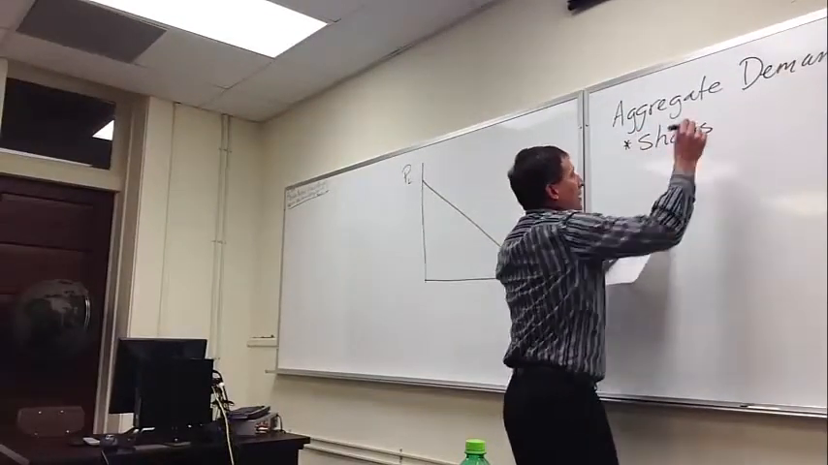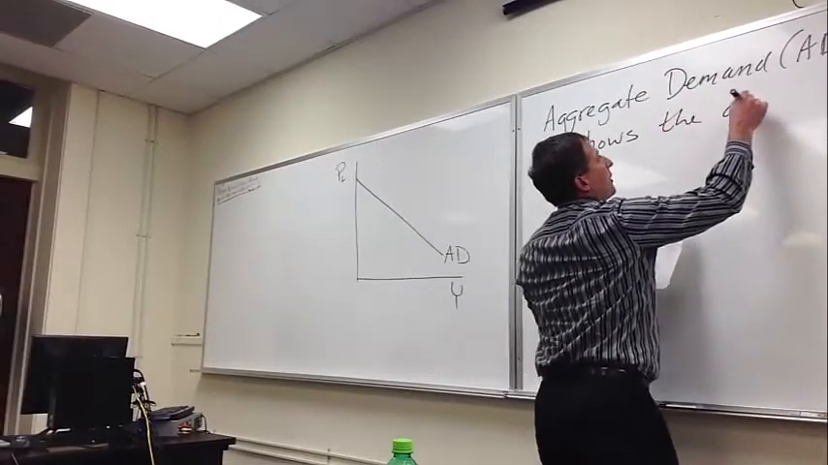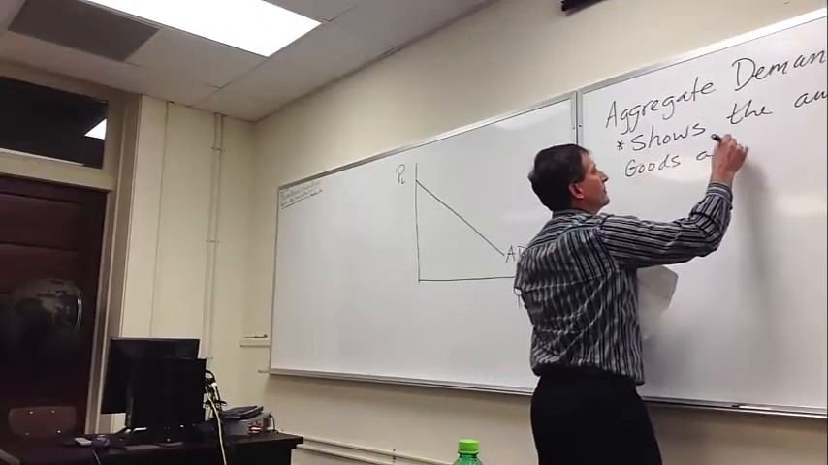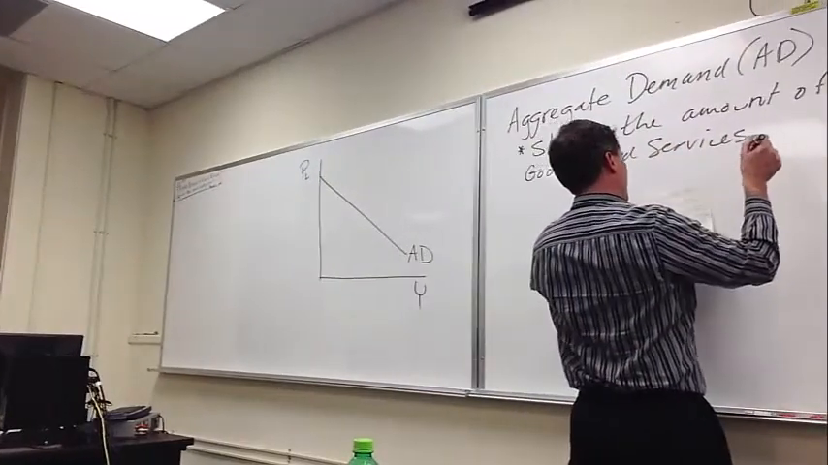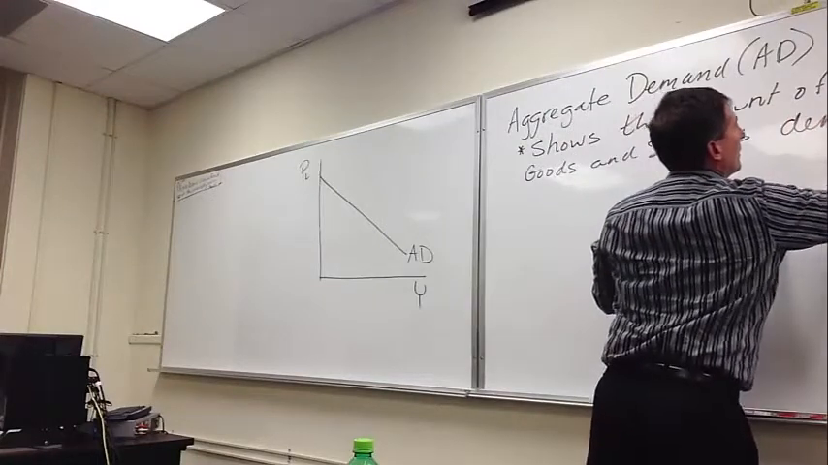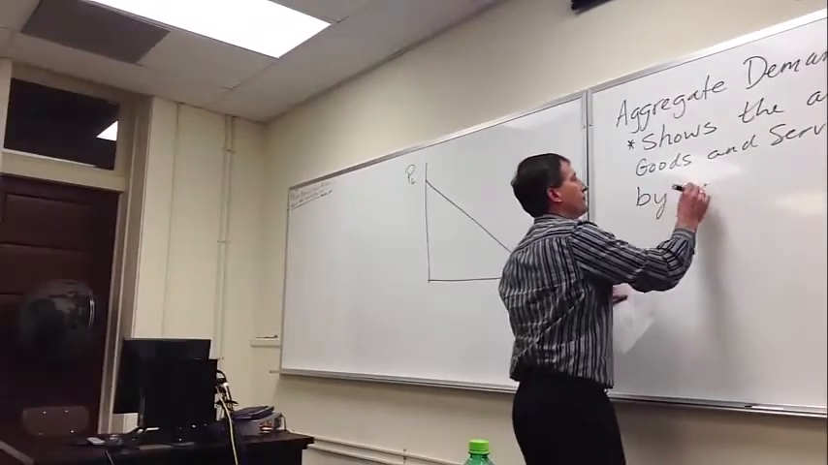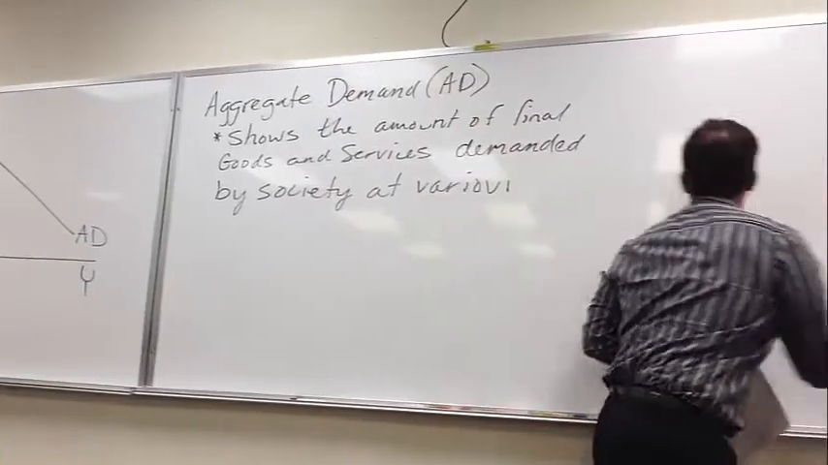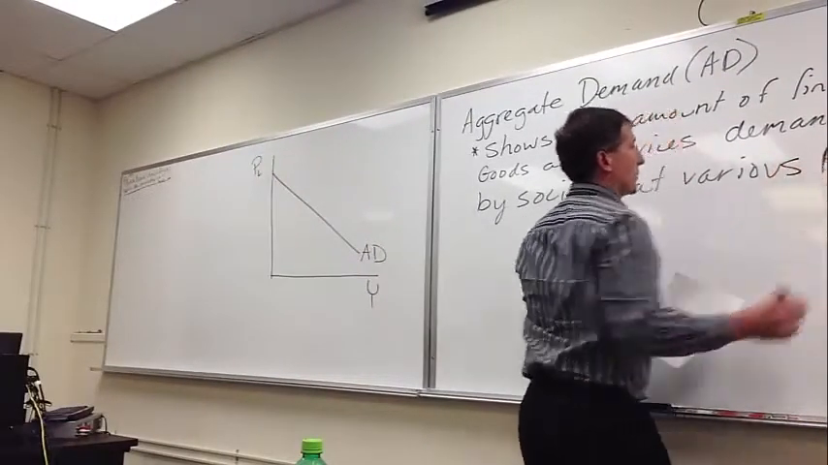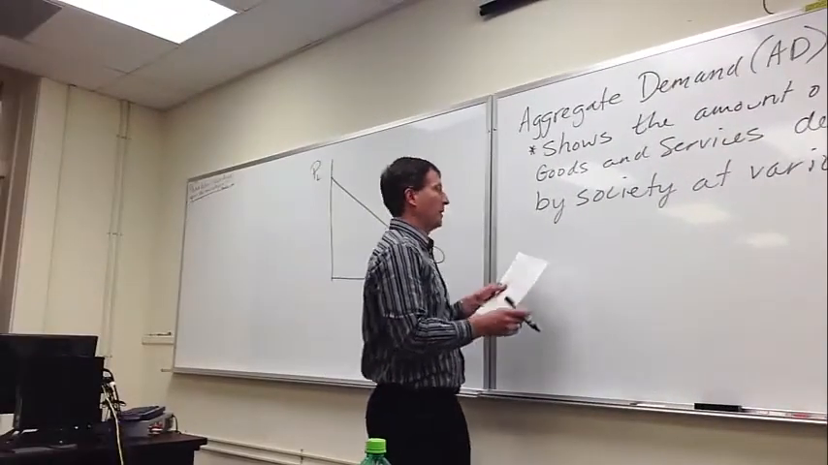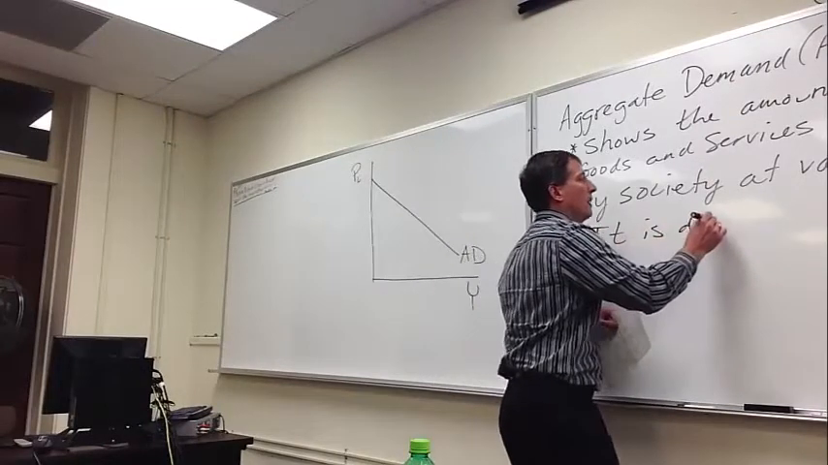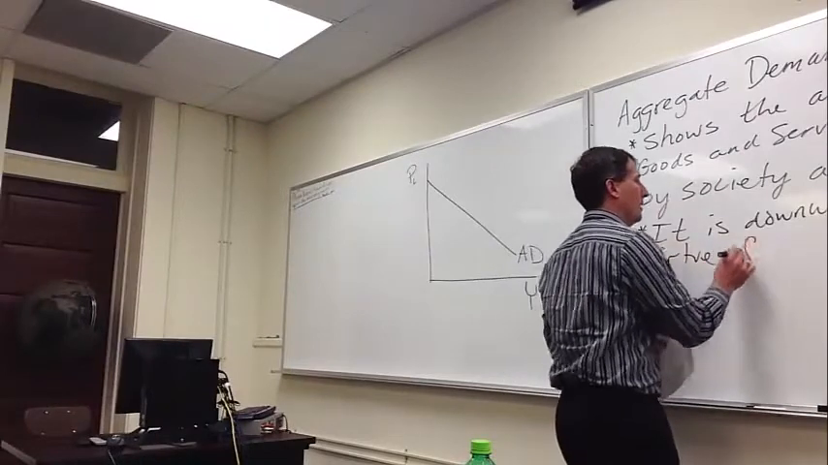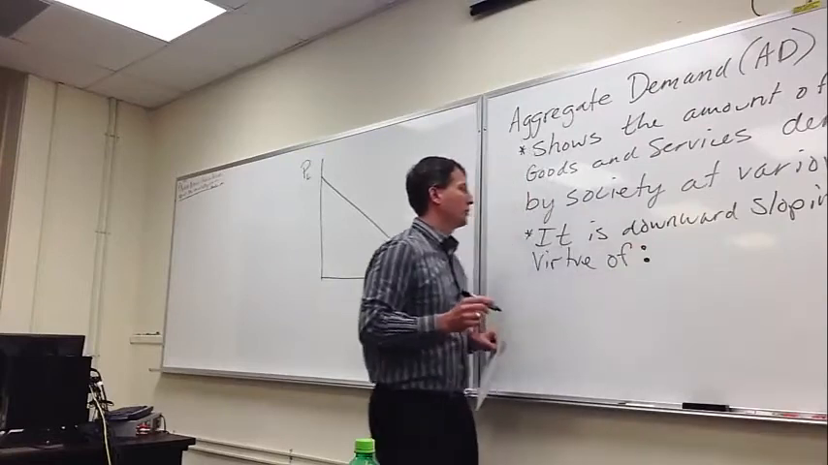So this function shows the amount of final goods and services demanded by society at various price levels. It is downward sloping by virtue of two effects.